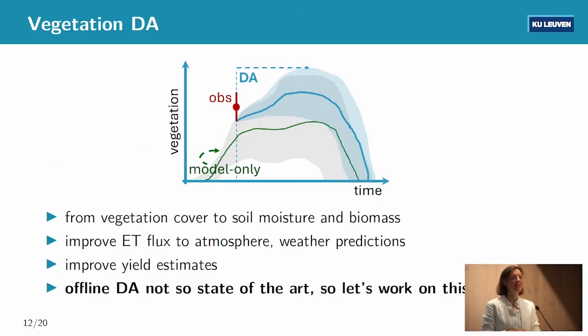Now I'll go to vegetation data assimilation. As I said before, it could be that you have bias or not, and here we don't know exactly if we need to do bias correction or not. But the idea is the same. You assimilate, for example, vegetation cover, and you want to improve, for example, evapotranspiration. Or if you have a crop model, you may want to improve your yield. And that is still a big step forward. I'll show you where we are with that.